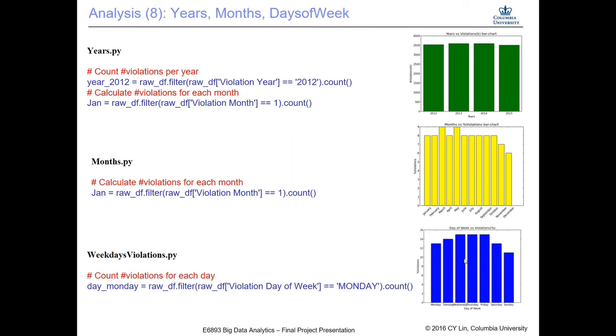In addition, we extracted some time-related results, such as comparison between years 2012 to 2015. We can see here a month bar chart and day of week bar chart. The years.py plots a bar chart for the years 2012-2015. No significant difference can be seen between each distinct year.